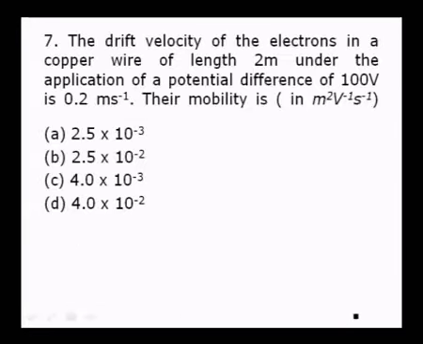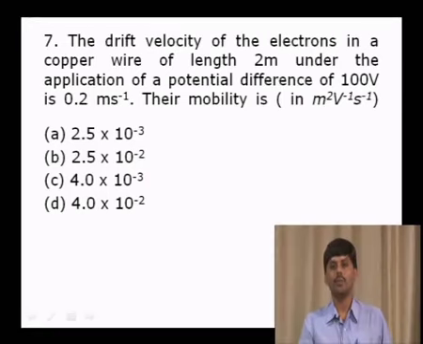The drift velocity of the electron in a copper wire of length 2 meter under the application of a potential difference of 100 volt is 0.2 meter per second. Their mobility in meter square per volt per second is: option A, 2.5 into 10 raised to minus 3; option B, 2.5 into 10 raised to minus 2; option C, 4 into 10 raised to minus 3; option D, 4 into 10 raised to minus 2.